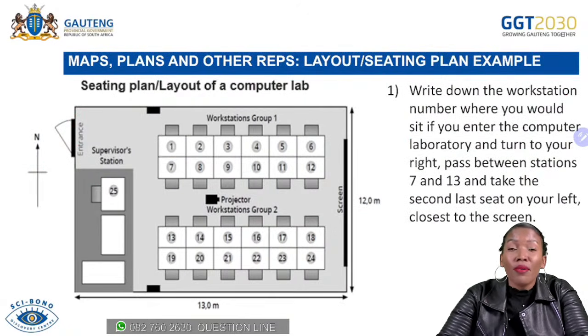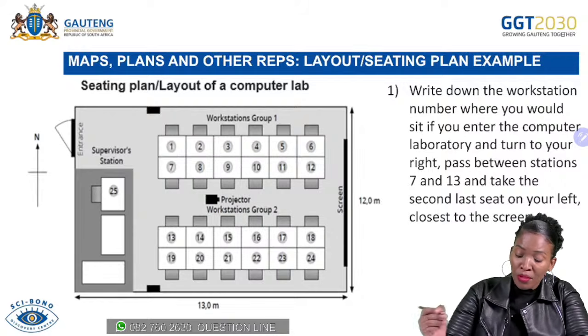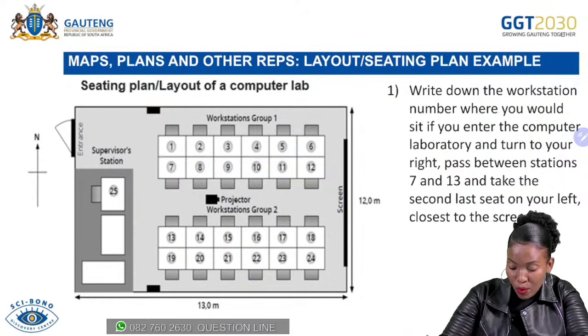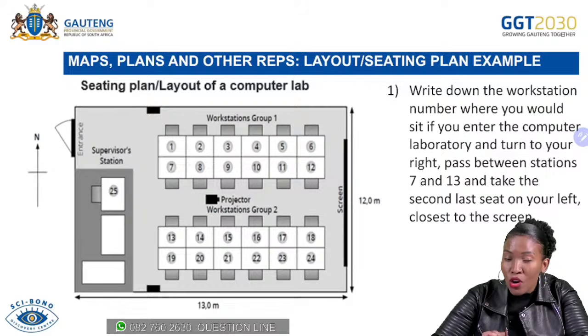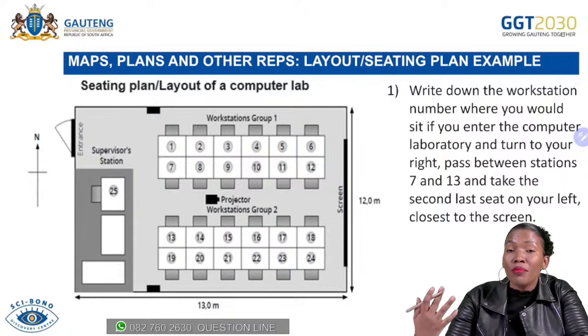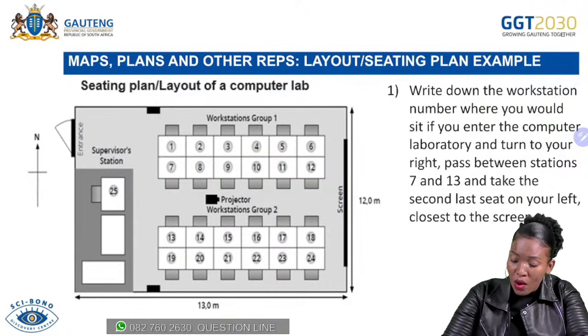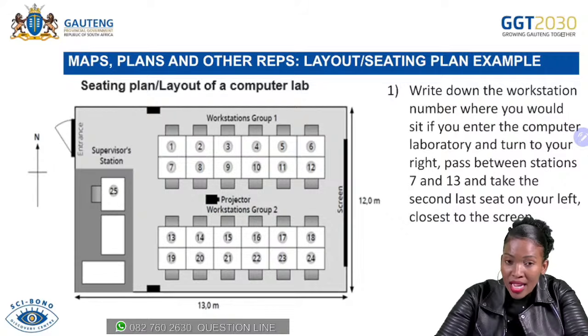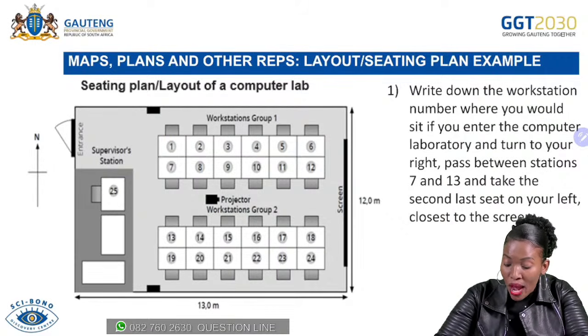Now, here are the possible exam questions. Before I go to the possible exam questions, we've studied our layout. We've identified all the aspects of this layout plan. Let us see if we will be able to answer the questions. 1, write down the workstation number where you would sit if you enter the computer lab and turn to your right, pass between station 7 and 13, and take the second last seat on your left, closest to the screen.